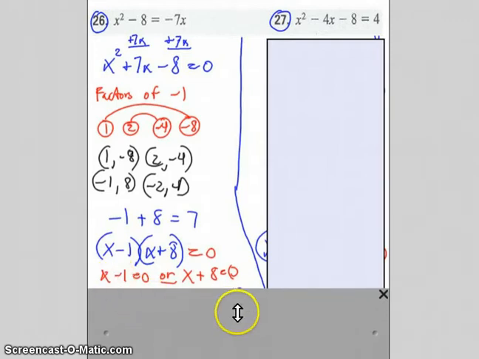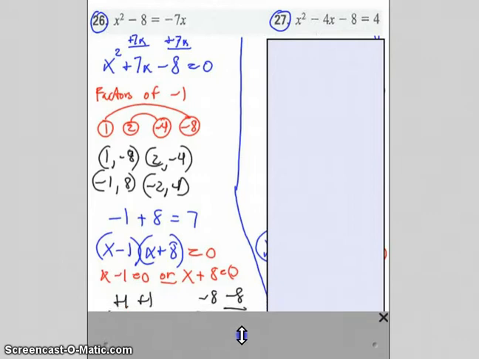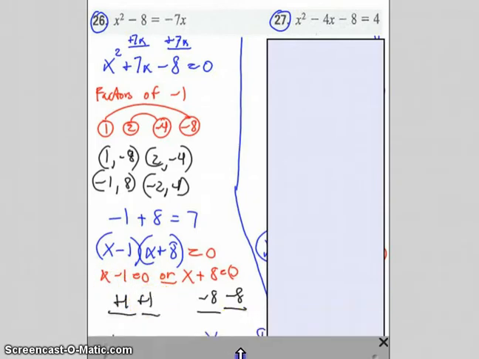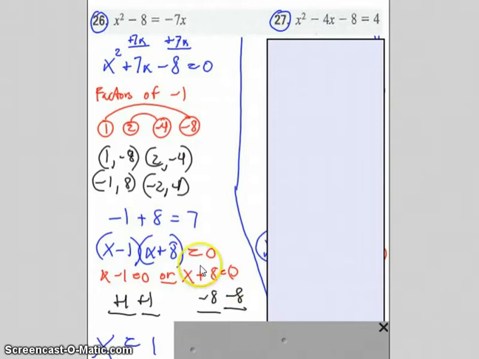If x minus 1 is 0, then I got to figure out what x is. So I add 1 to both sides, and when I do that, those cancel, and I'm left with x only on the left side and 1 only on the right side, and that means x equals 1. Same thing over here. If I want to figure out what x is, I got to move the 8 by subtracting it off, and that's going to end up meaning that x equals negative 8.